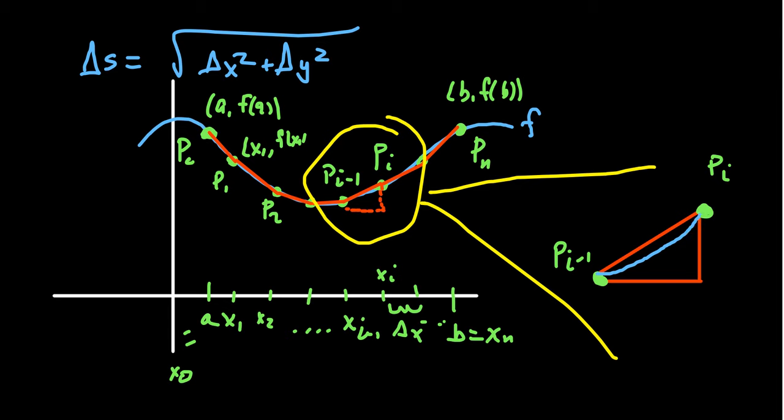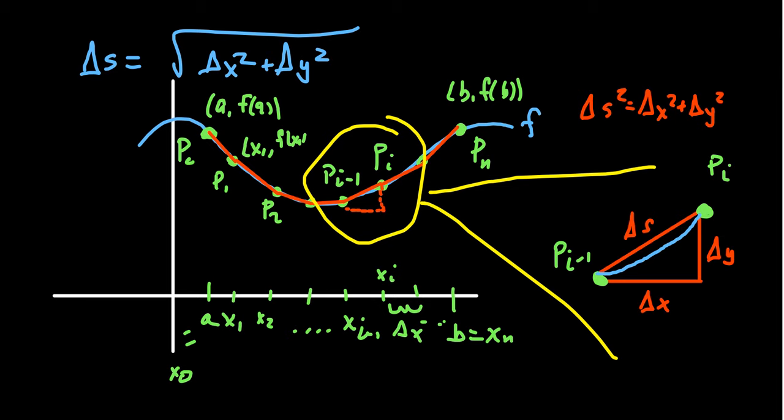But the idea is for a small enough interval, the hypotenuse of this triangle will be approximately the same thing as the blue curve. So we see that with respect to pi minus 1, the adjacent side is going to have a length of delta x. The opposite side will have a length of delta y. And then the hypotenuse will have a length of delta s. So this triangle relationship we saw earlier, delta s squared equals delta x squared plus delta y squared. This is what we get from these little triangles right here. In which case, this delta s is the arc length that we're trying to compute.